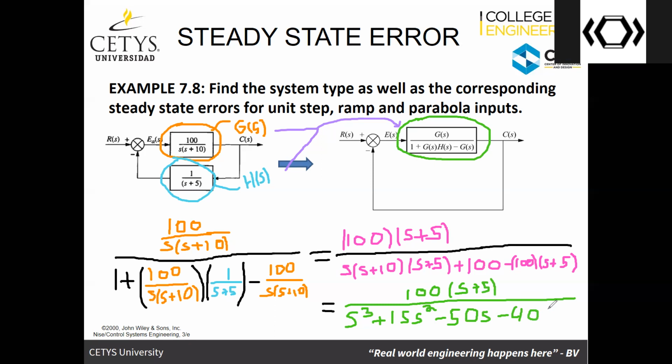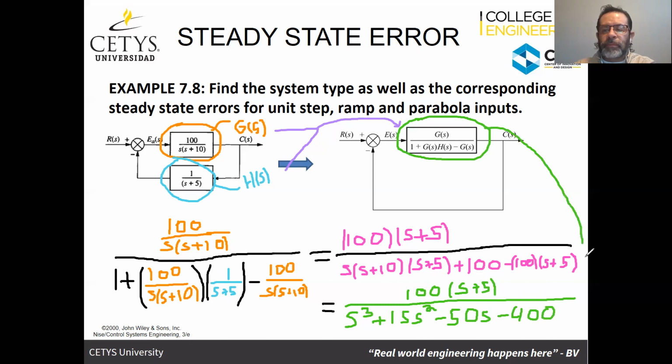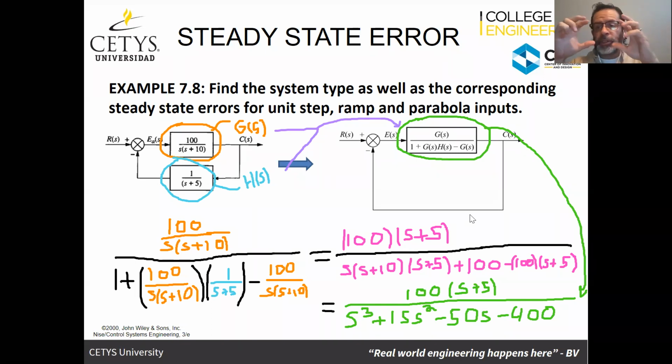And this green transfer function is going to be what's up here. That is the transfer function that we can use to find the steady state error. Okay, let me save this here. So now we've got the forward transfer function for the new system that's equivalent, now a unity feedback system.